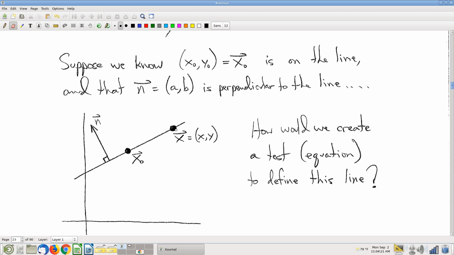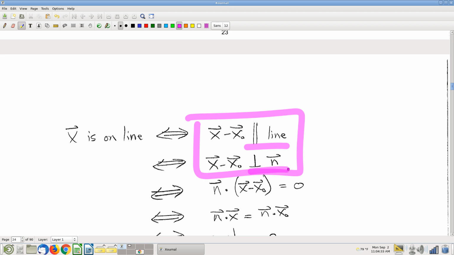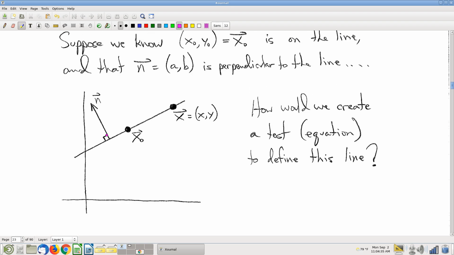And so let's write that down. On the line if and only if parallel to the line. Parallel to the line means perpendicular to that normal vector. Don't forget that normal vector is pointing that way. So if you're parallel to this, then you're going to be perpendicular to that.